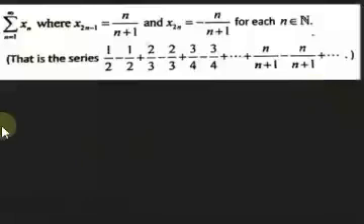Let's consider another alternating series. This one here. This is also an exam question, right? So let's take this alternating series.